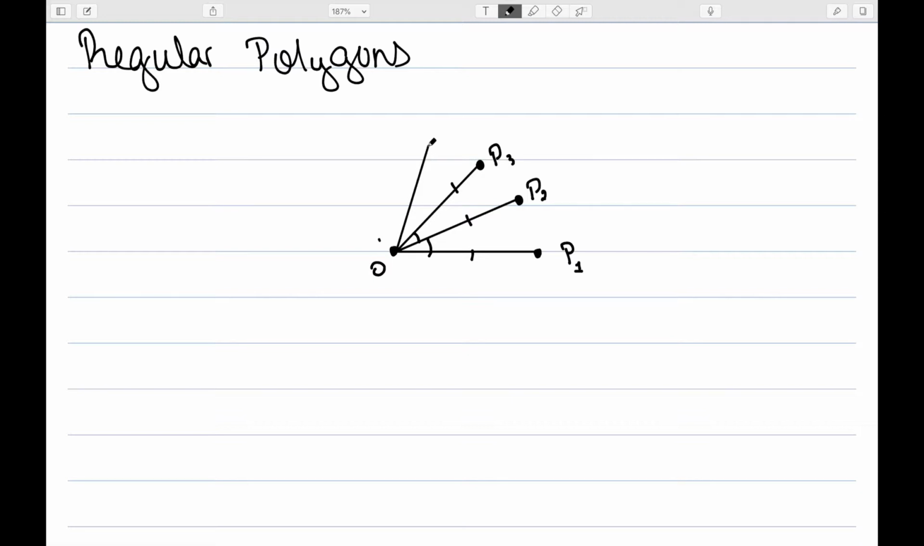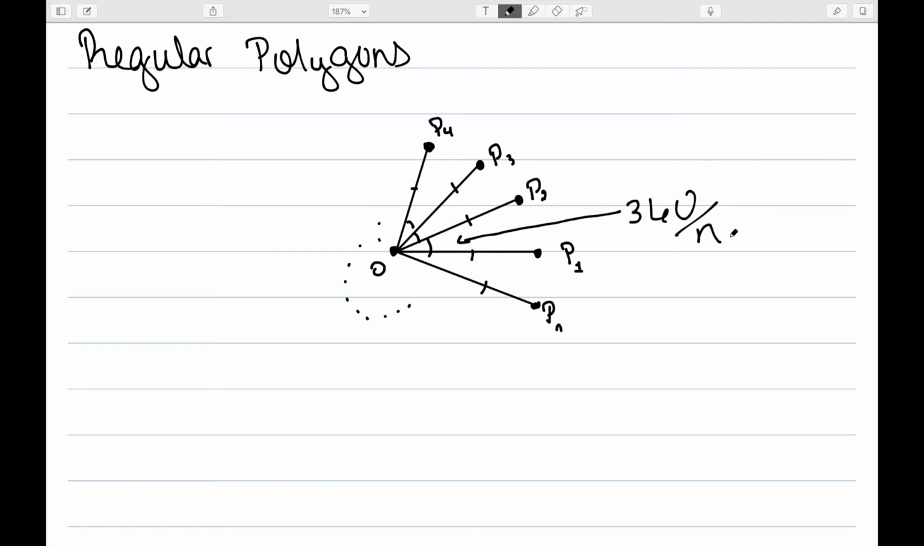We can then keep going. We construct P4, once again to be congruent and the angles to match, and we can keep going all the way around until we get to our very last point, Pn. So all of our sides will be congruent, and we're constructing these so that each one of these central angles is 360 over n.